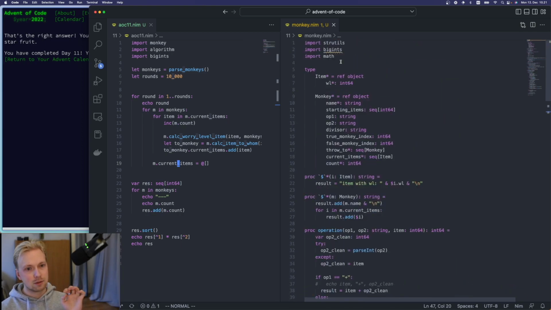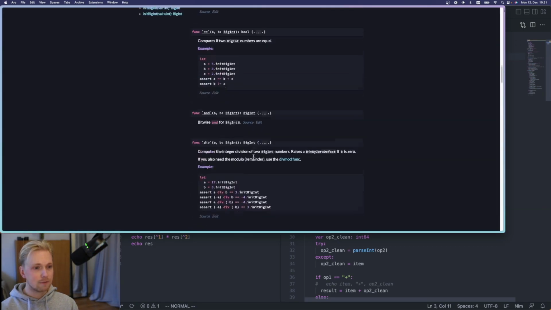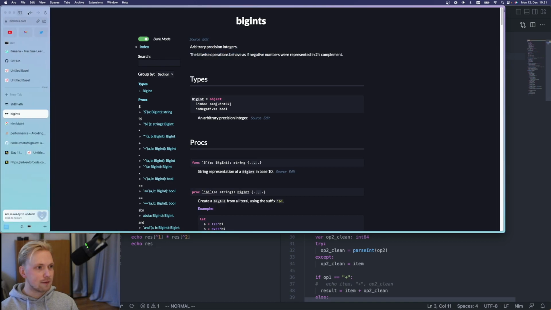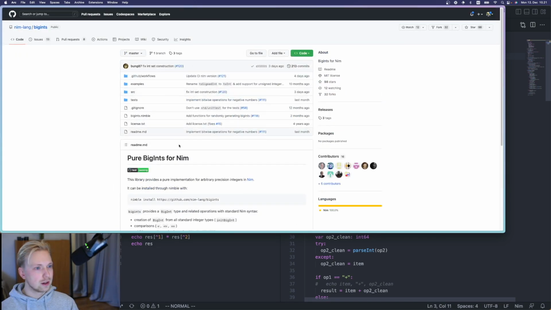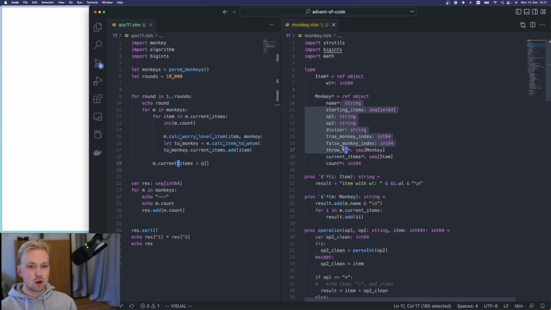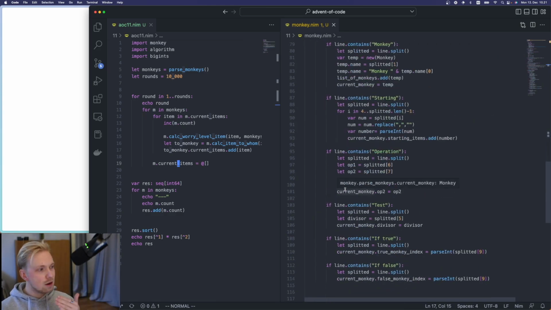But one nice thing today was finding the big ints library in Nim, and, or do I have it? No, I don't have it. Oh yeah, here. So it's not something that you have by default. Here's the GitHub, and you can just nimble install, and then you're able to use this. So this is how you would use packages in Nim if you install them from online. Otherwise, pretty standard stuff. And let's get on with the next one.